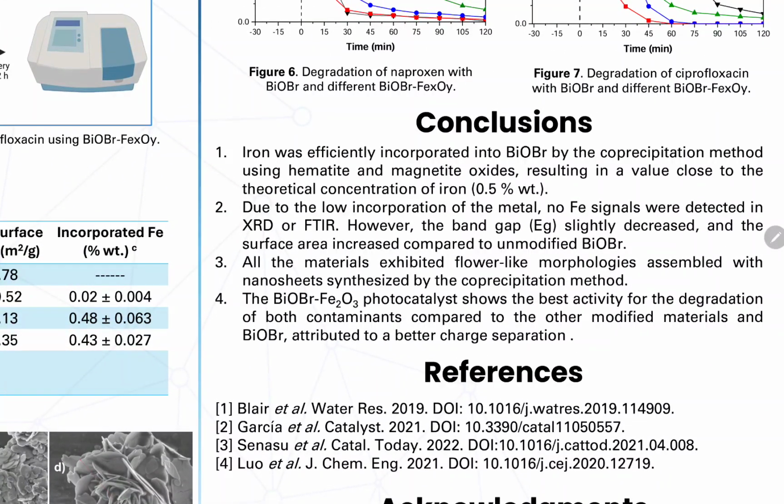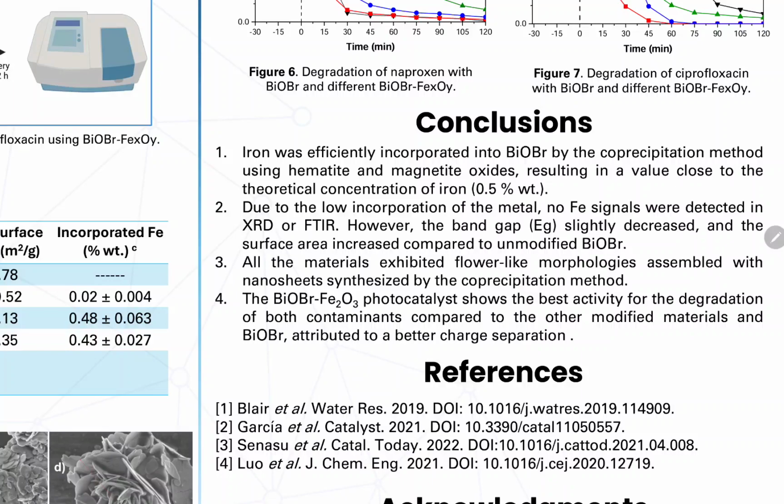And in conclusion, first, iron was successfully incorporated into bismuth oxybromide with the co-precipitation method using hematite and magnetite oxides, resulting in a value close to the theoretical concentration of iron, 0.5% weight. Due to the low incorporation of the metal, no iron signals were detected in X-ray diffraction or FTIR analysis. However, the band gap slightly decreased and the surface area increased compared to the unmodified base material. All the materials exhibited flower-like morphologies assembled with nanosheets synthesized by the co-precipitation method.